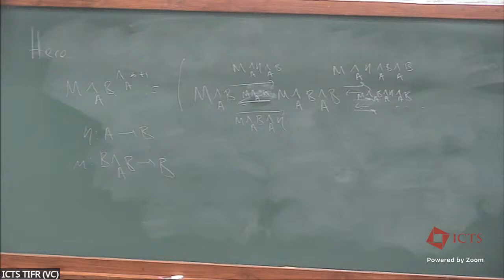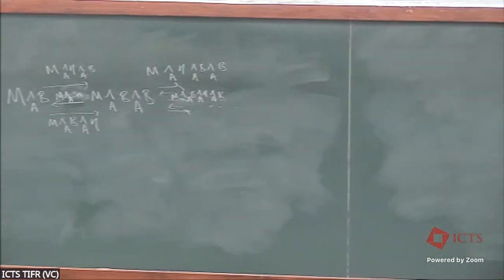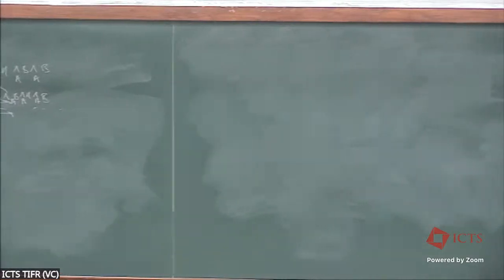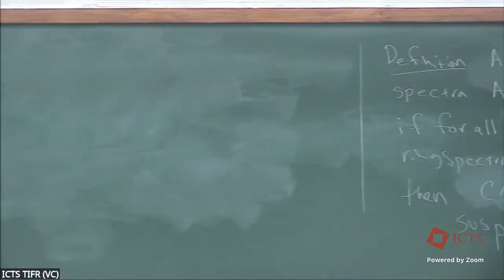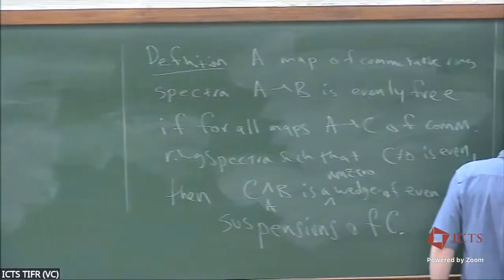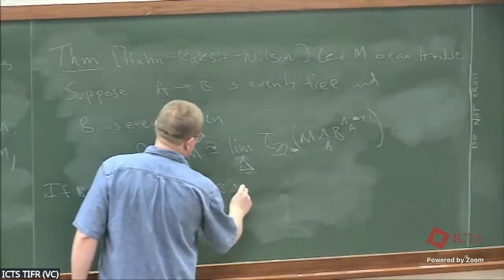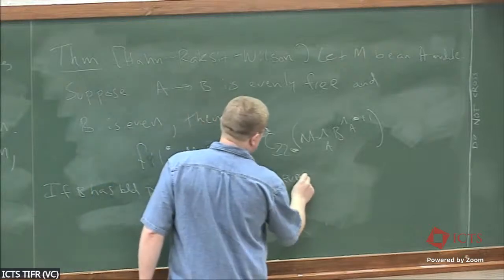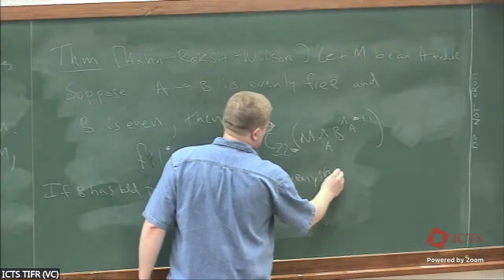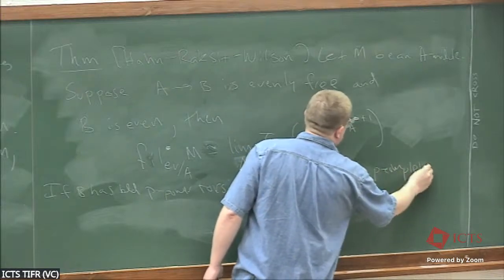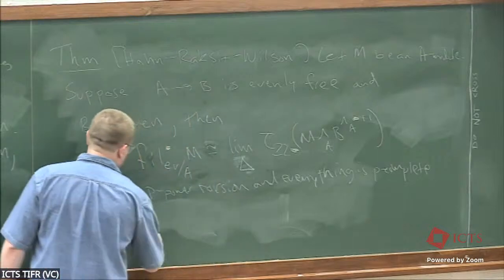Yeah, I guess I should say, if B has bounded p-power torsion and everything is p-complete, then you get a similar thing in the p-complete setting.